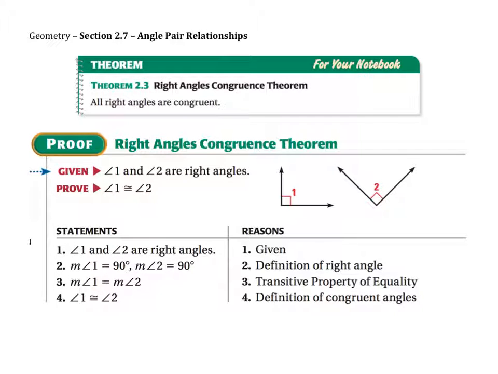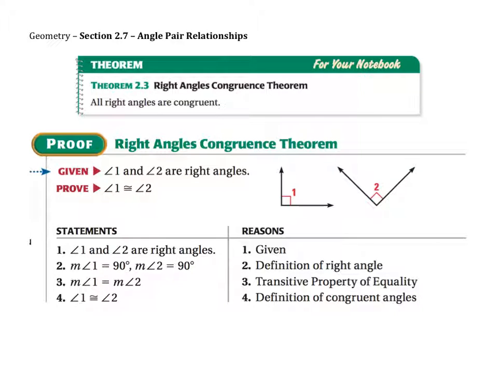It states all right angles are congruent. To me, that kind of seems apparent, but again, we can prove this. So I've provided the proof of that. If you look here, we are given that angle 1 and angle 2 are right angles, and we're supposed to prove that angle 1 is congruent to angle 2.